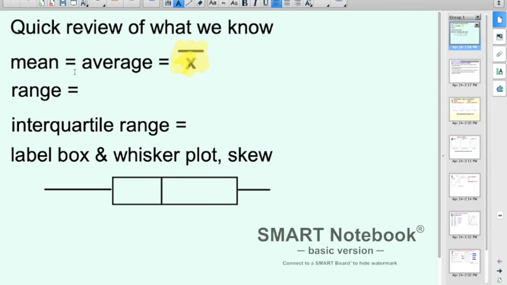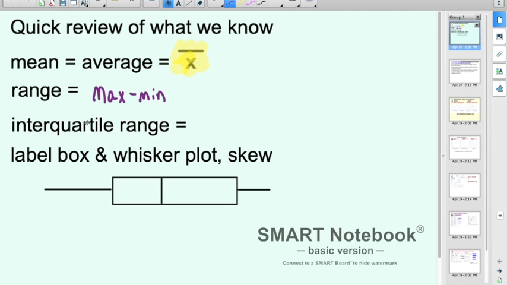So the first thing, hopefully we know that the mean is the average, which means it's this X bar here. If you're on the calculator and you see this X bar when you hit the stats button, that just means that is your mean, okay? The range in a data set, recall that is your highest value, so your max minus your min. The highest value minus the lowest value.